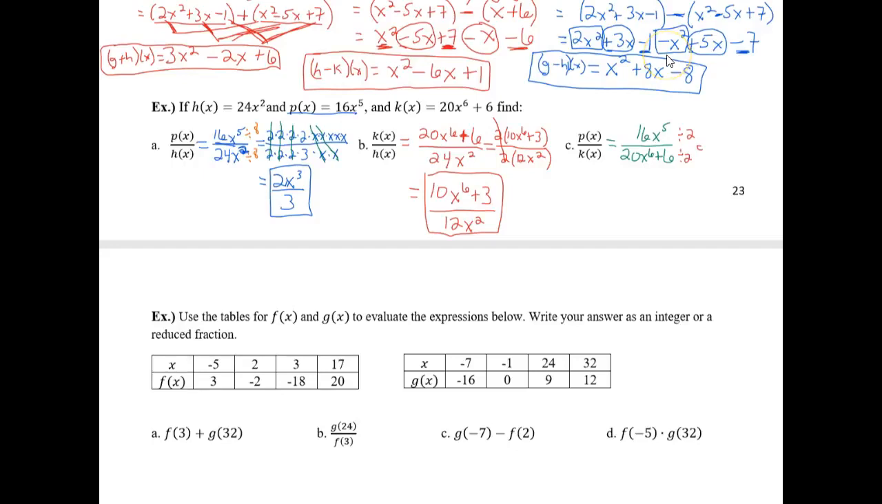I will end up with, so 16 divided by 2 would be 8. X to the 5th stays the same. 20 divided by 2 is 10. X to the 6th. 6 divided by 2 is 3. And that's as far as I can go. I cannot divide out any x's because this 3 does not have an x.